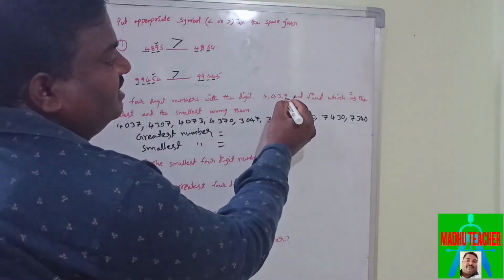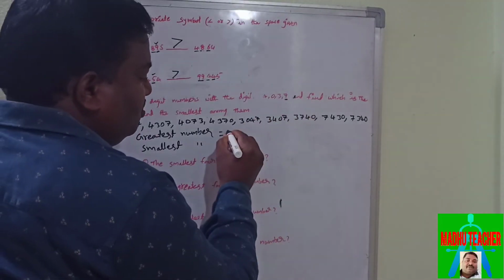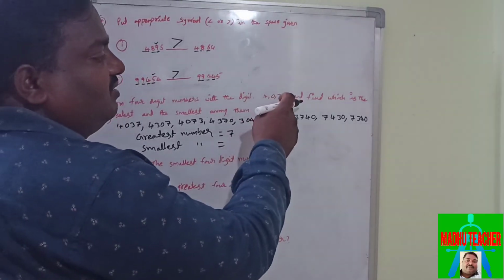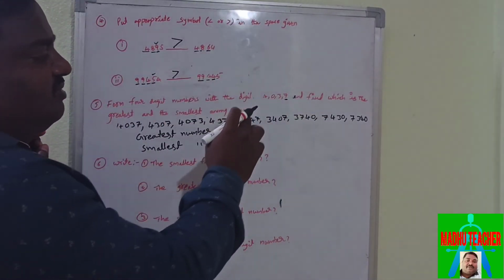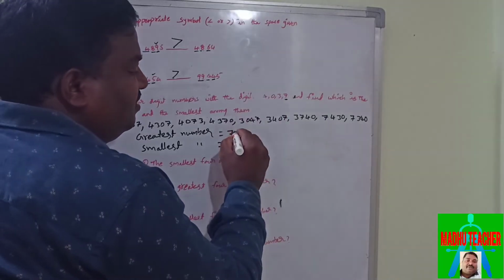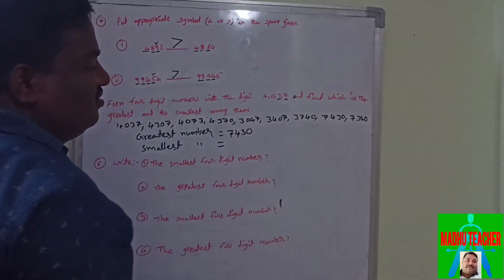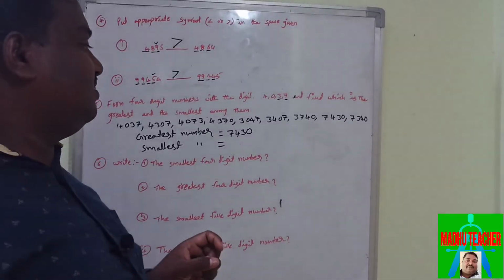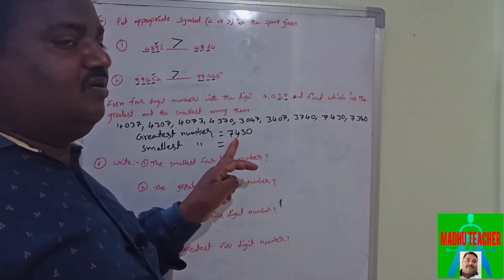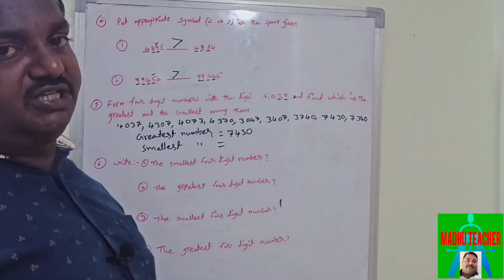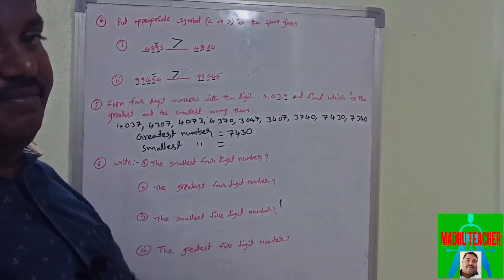So what is the greatest number? 7. 7 you have to write first from left. Then you have to write the next greatest number. What is the next greatest number? 4. Then next 3. Next 0. So this is the greatest number formed by using these 4 digits.